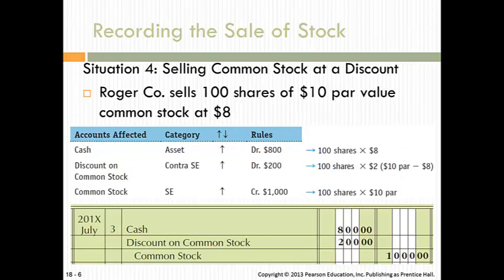The next example doesn't happen very often, so I won't spend much time on it. Roger Company sells 100 shares of $10 par value common stock at $8. When a stock is sold below par, a discount on stock results. An account called discount on common stock, which is a contra equity account, is used to record the difference between the price and the par value.